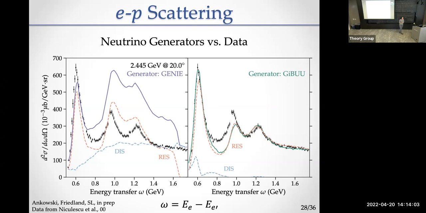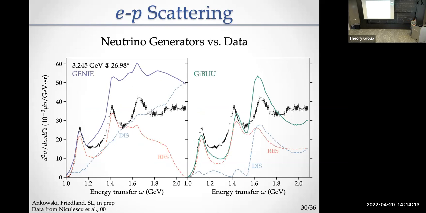Okay, so this just shows that the data are quite useful in terms of helping to tune the theory. And I'll skip this. Similarly, you can go to different energy and different scattering angle and basically get a consistent story. For instance, here I want to point out that you actually see what Gibu calculated as real DIS, and you see that it's an artificial cutoff.